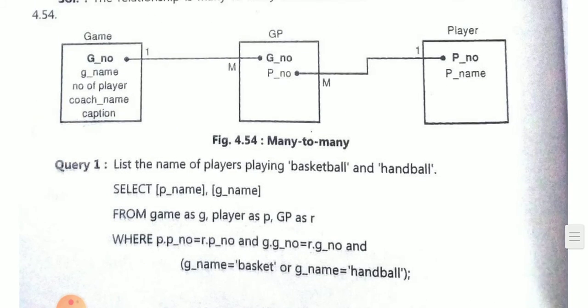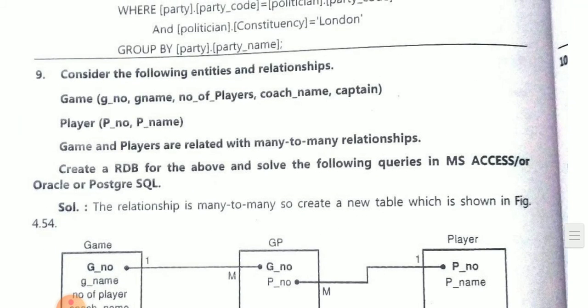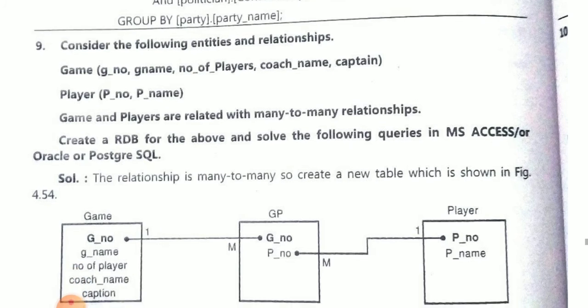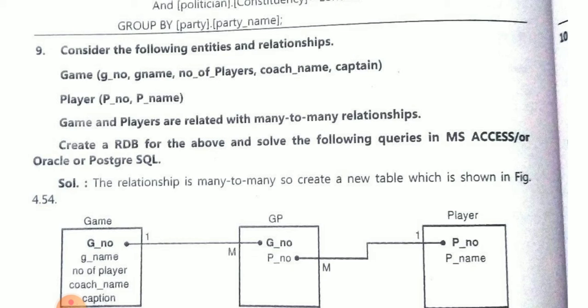Now these are some case studies. Here we have to solve such type of query in DBMS, database management system, that is: consider the following entities and relationship game. For this purpose we have to create a game table, player table, and into the game table, create table game.